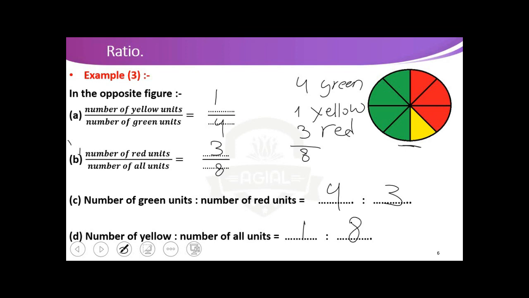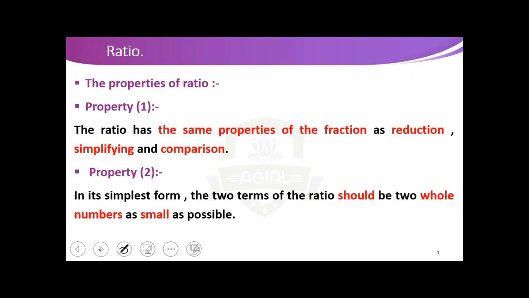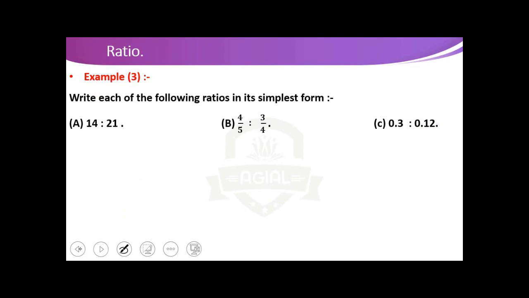We have some properties of the ratio. The first one: the ratio has the same properties of fractions, such as reduction, simplifying, and comparison. The second one: in its simplest form, the two terms of the ratio should be two whole numbers, as small as possible. The last example: write each of the following ratios in the simplest form.